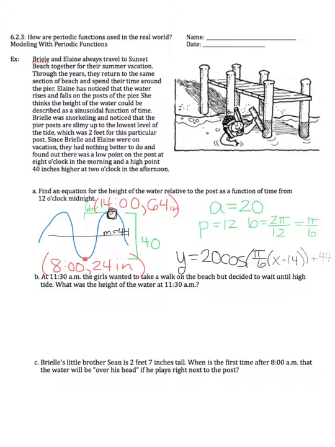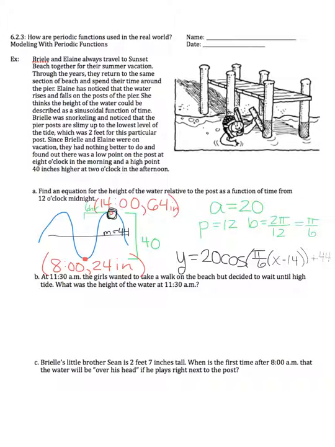All right, once you check that point, a good idea would be to check the second point as well. So take this 14 and plug it in for the place of x. So type in your calculator 20 cosine of pi over 6 times 14 minus 14, and then plus 44, and then make sure that you get 64. Pause the video if you need to check your work.